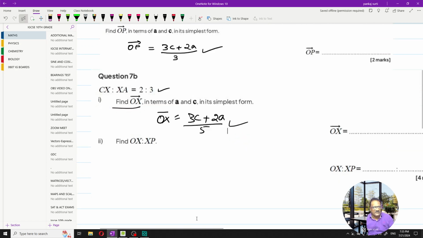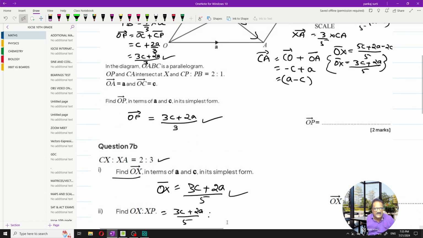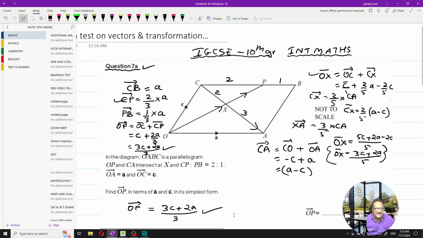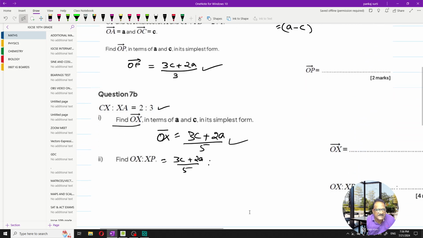Now the second part of this question is, you have to find out the ratio OX is to XP. Just now we found out OX. So OX is to XP will be nothing but this (3C plus 2A) upon 5 is to XP. Now what is XP? Somewhere did I find XP? Let me check. No, I haven't found XP. XP is over here, right? Now what should this XP be equal to? Is there anything that we can try for XP?